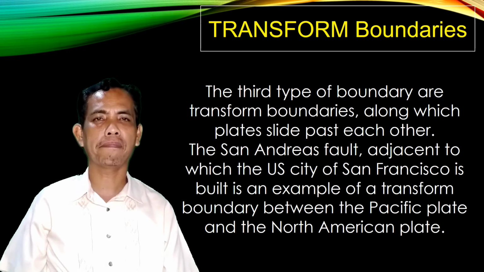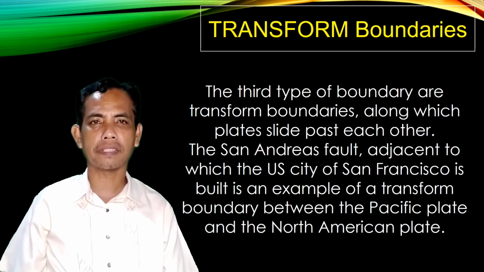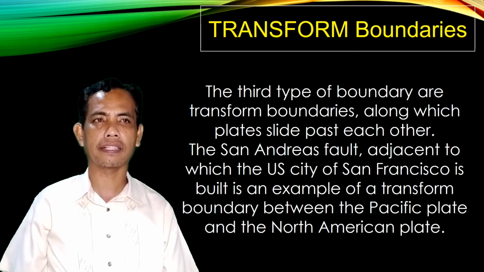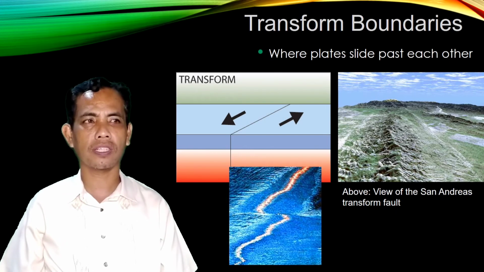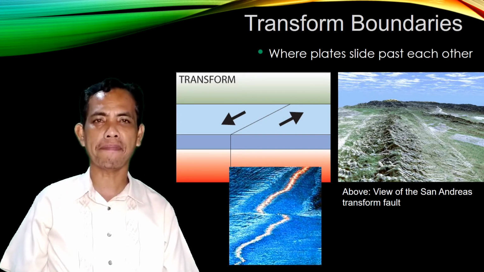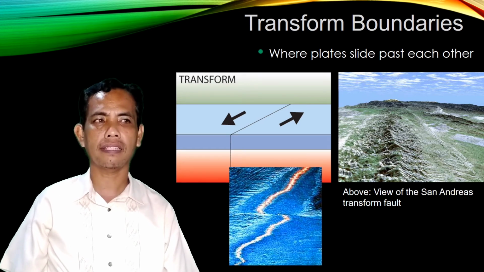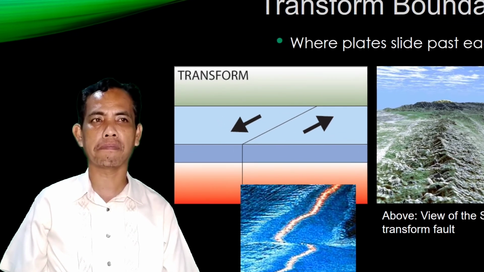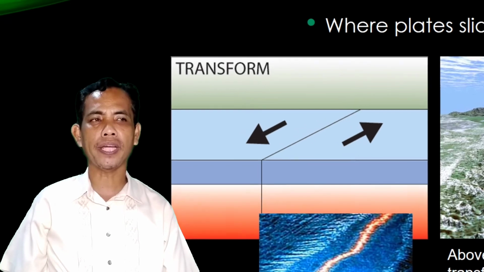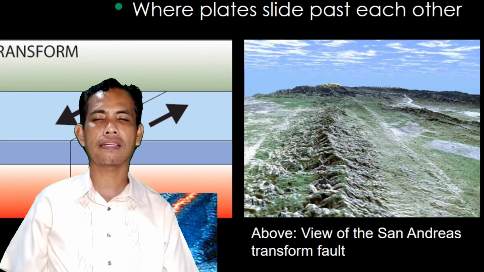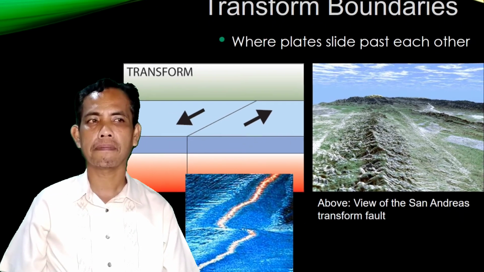The third type of boundary are transform boundaries, along which plates slide past each other. The San Andreas Fault, adjacent to which the U.S. city of San Francisco is built, is an example of the transform boundary between the Pacific Plate and the North American Plate.